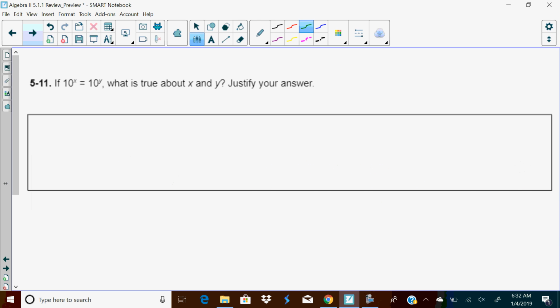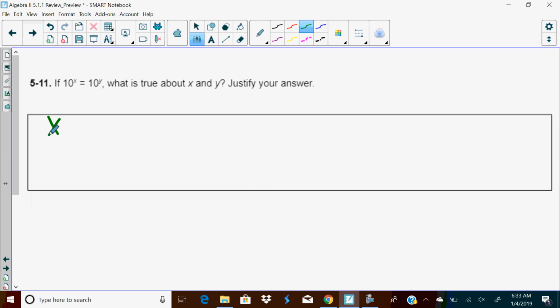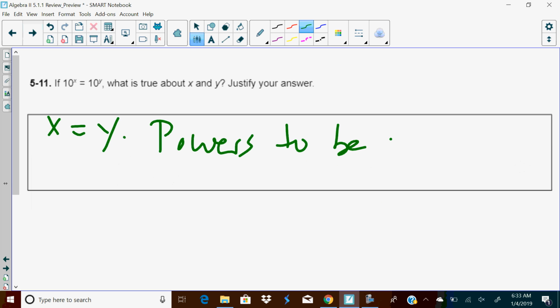Problem 5-11, if 10 to the x equals 10 to the y, what's true about x and y? So x must equal y, and the justification is in order for the powers to be equal, their exponents need to be equal.